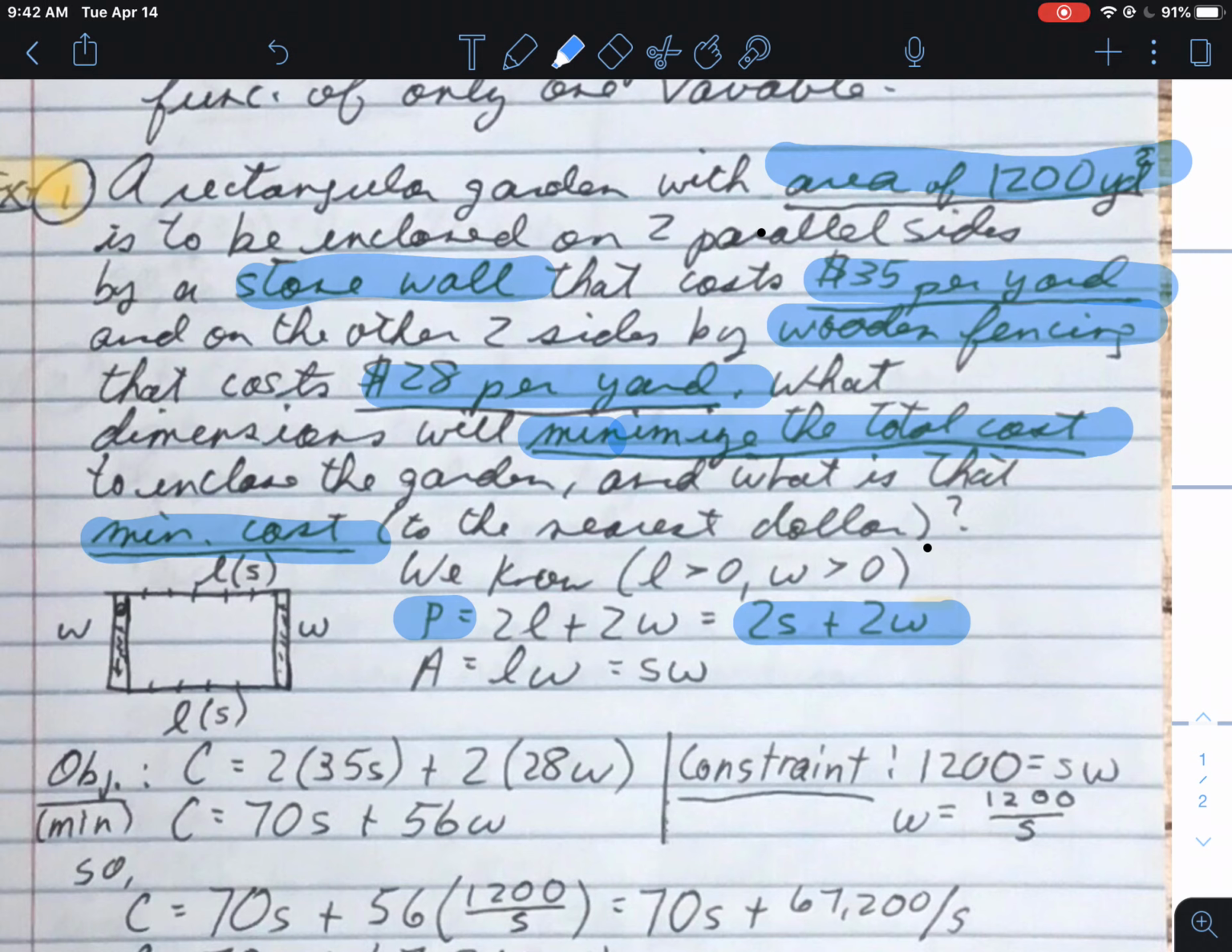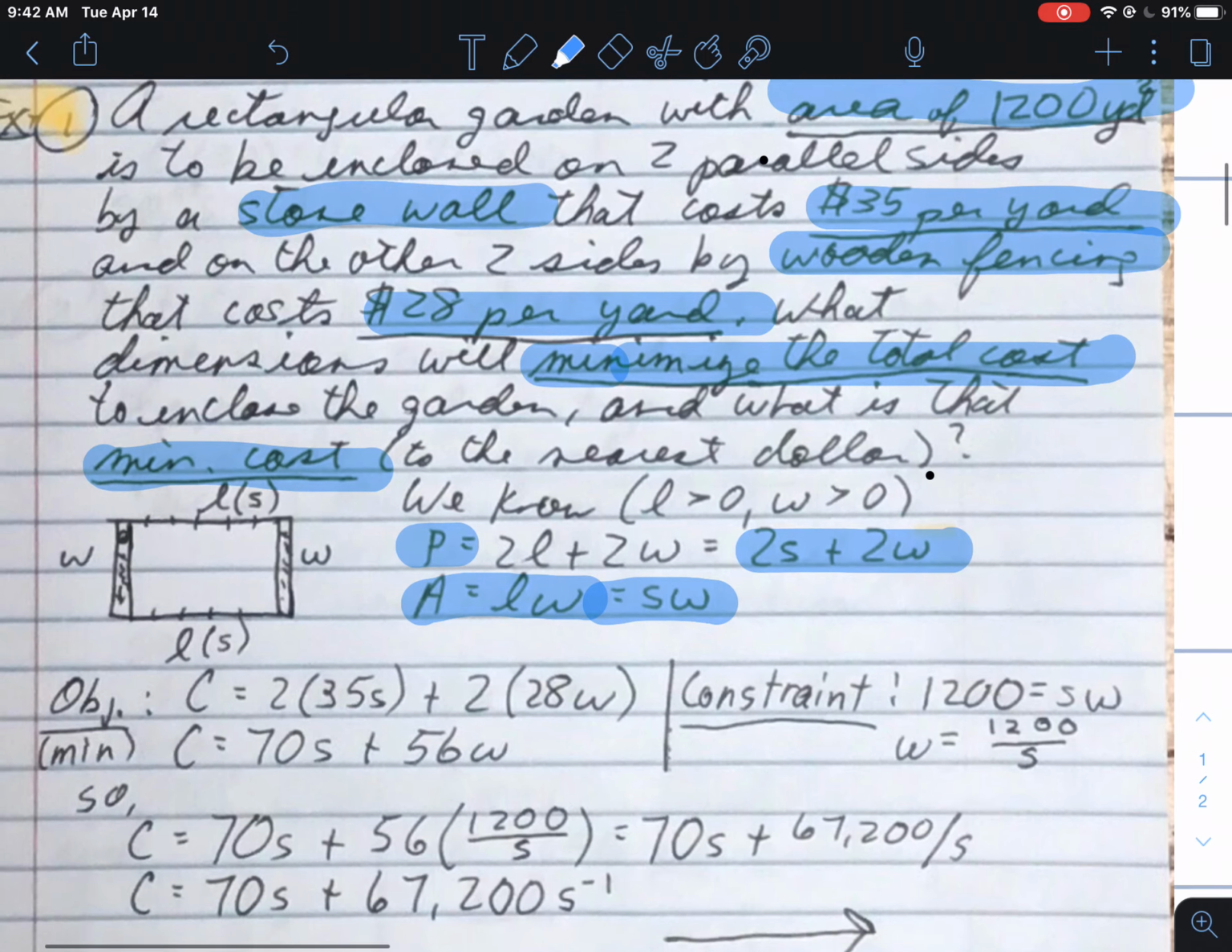We're also given information about the area of this rectangle. We're told in the original problem that the area was 1,200 square yards. So here is an equation that relates the two variables, S and W, in another way, and that's area equals S times W for a rectangle.